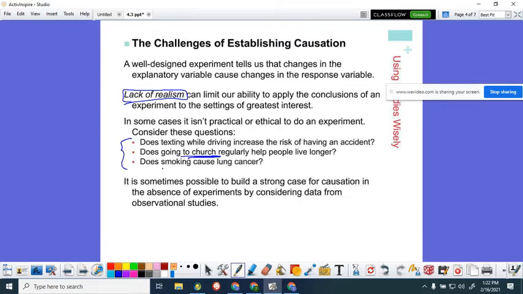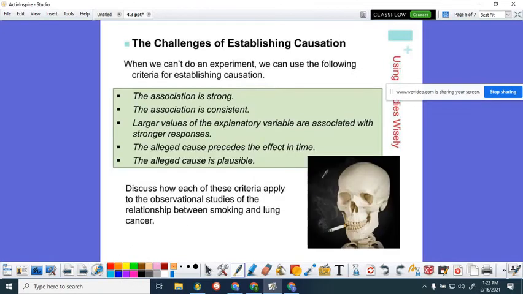And then this is another one, smoking and lung cancer. It has been widely stated for years that smoking causes lung cancer. You cannot tell people to smoke and see if they get lung cancer 20 years down the road. You can't do that. But how do we build a case for this? This is what this next thing is. How do we build a case for like smoking and lung cancer? You like my little skeleton. Smoking. Okay, so here's how you can build a case.